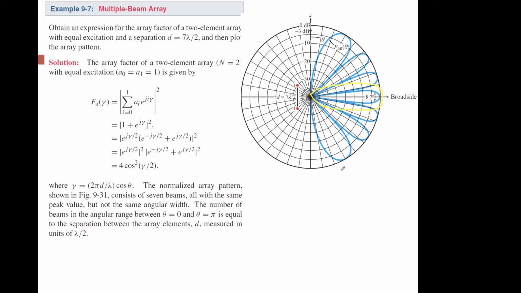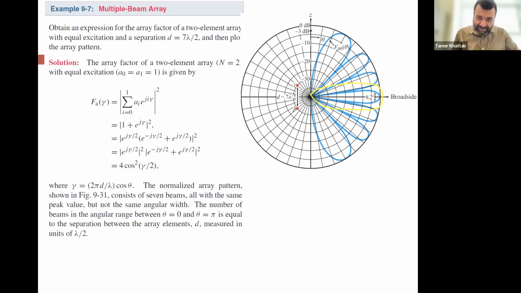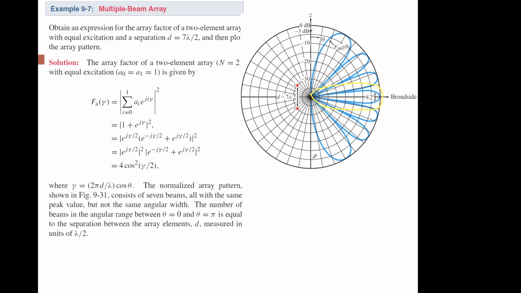What the blue line says is that for this arrangement of the array, you don't really have a differentiation between the broadside and the other sides in terms of the maximum value. They all reach the same maximum value. However, when you incorporate this array arrangement with a particular antenna, you might end up with a clear main lobe and other side lobes. Okay? Thank you, Doctor.